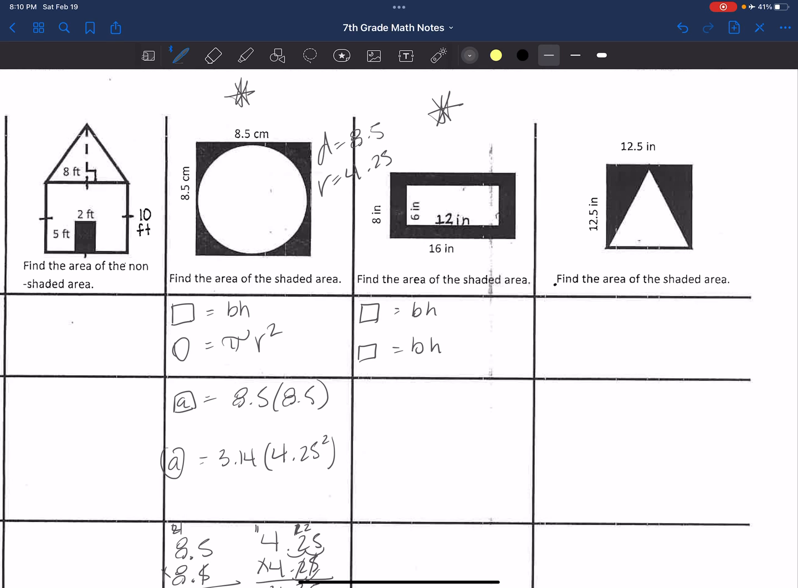Now, I like to do the outer one first just because it's bigger. So let's do 8 by 16. Oh, wait, I'm jumping ahead.